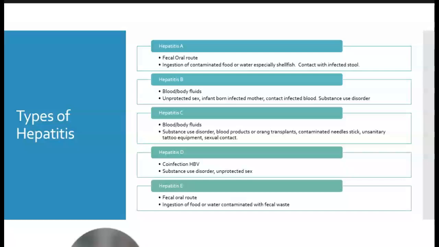Hepatitis C, blood and body fluids, same thing as hepatitis B, can be the same kinds of stuff. So looking at organ transplants, contaminated needle sticks, this could be unsanitary tattoo equipment, people that are getting tattoos in parlors that may not use the correct sanitation procedures. Hepatitis D, it's usually a co-infection with hepatitis B, so they will usually have both of those, and those are just some of the ways that you can get it, but it's going to be blood and body fluids. Hepatitis E is going to be fecal oral route, so that's going to be ingestion of any type of food or water contaminated with fecal waste, anything like that.